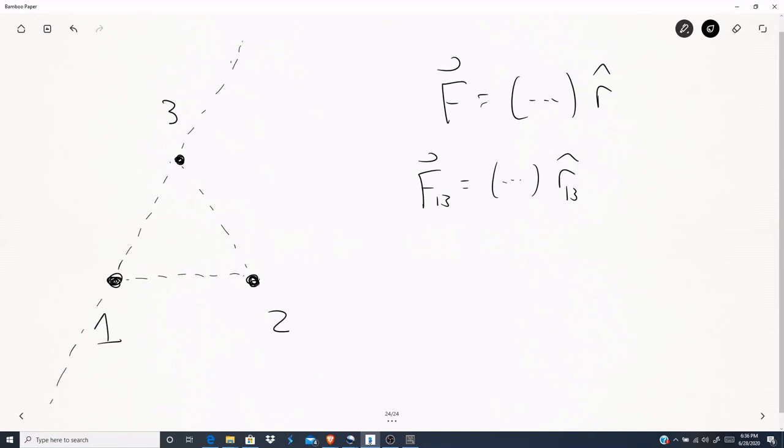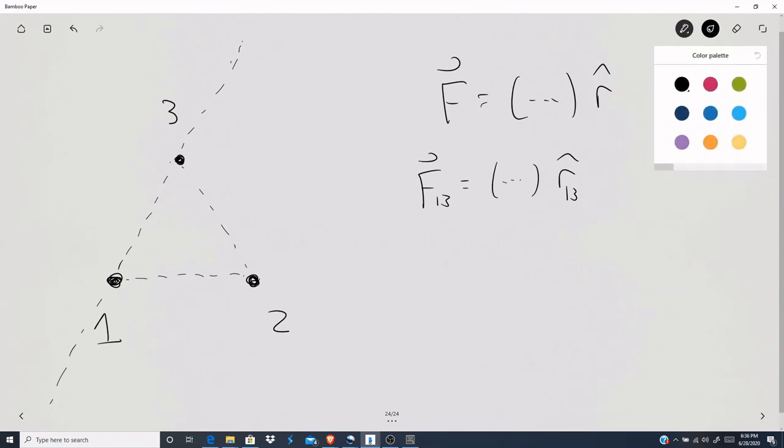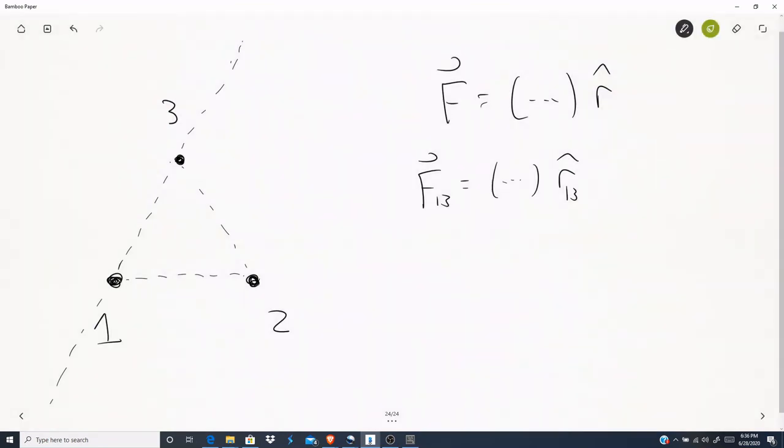Now, charge 1 is positively charged, and charge 3 is positively charged. So I know that the force that charge 1 exerts on charge 3 will be a force that will tend to repel 3 from charge 1, which means it's going to point this way. Okay. And so this is F13, the force that charge 1 exerts on charge 3.